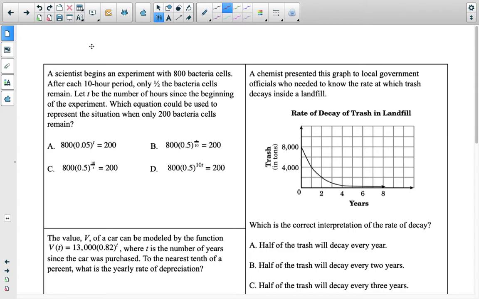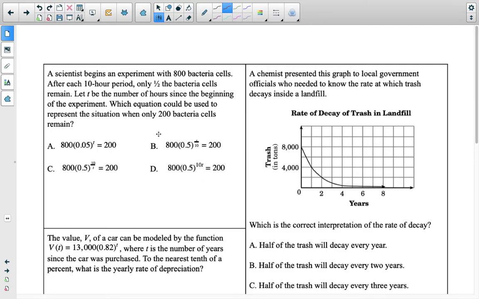A scientist begins an experiment with 800 bacteria cells. After each 10-hour period, only half the bacteria cells remain. Let T be the number of hours since the beginning of the experiment. Which equation could be used to represent the situation when only 200 bacteria cells remain?